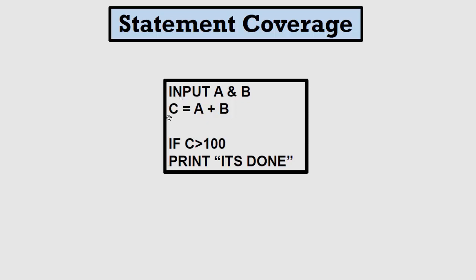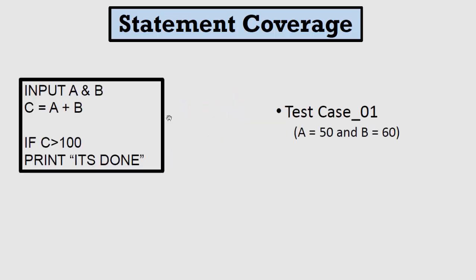Then the variable C will contain the values of A plus B. If C is greater than 100, print "it's done". How do we test this code? We want to cover all the statements. We want to make sure that each statement of this code is covered at least one time. So we can use this test case, which has the values of A equals 50 and B equals 60.